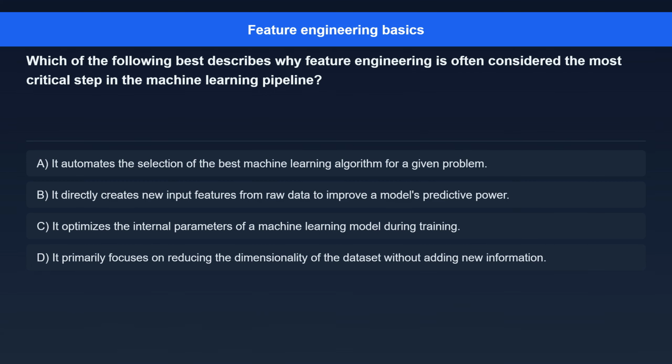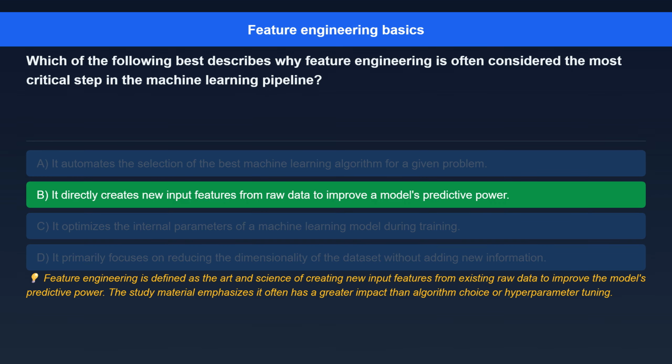Question 4. Which of the following best describes why feature engineering is often considered the most critical step in the machine learning pipeline? Option A. It automates the selection of the best machine learning algorithm for a given problem. Option B. It directly creates new input features from raw data to improve a model's predictive power. Option C. It optimizes the internal parameters of a machine learning model during training. Option D. It primarily focuses on reducing the dimensionality of the dataset without adding new information.